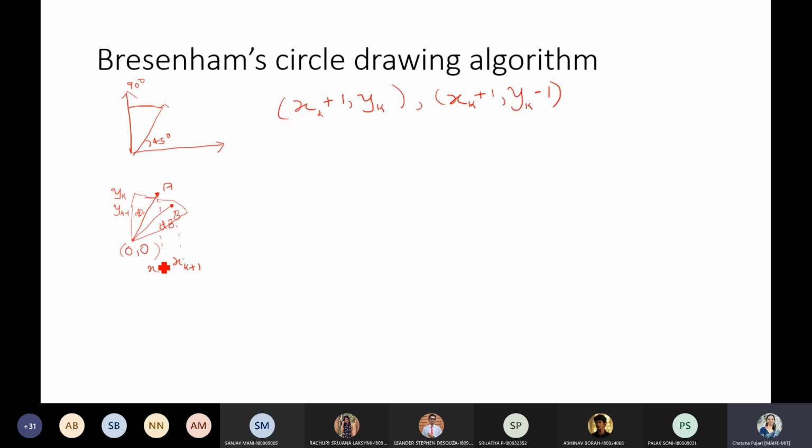So now this is our center point, which is 0 and 0, and these are the 2 points where we have to decide whether to go with A or B. A is at a distance dA, and B at a distance dB from your center. And let's say from your boundary to your point A, the distance is delta A. Similarly, from your boundary to your point B, the distance is delta B.